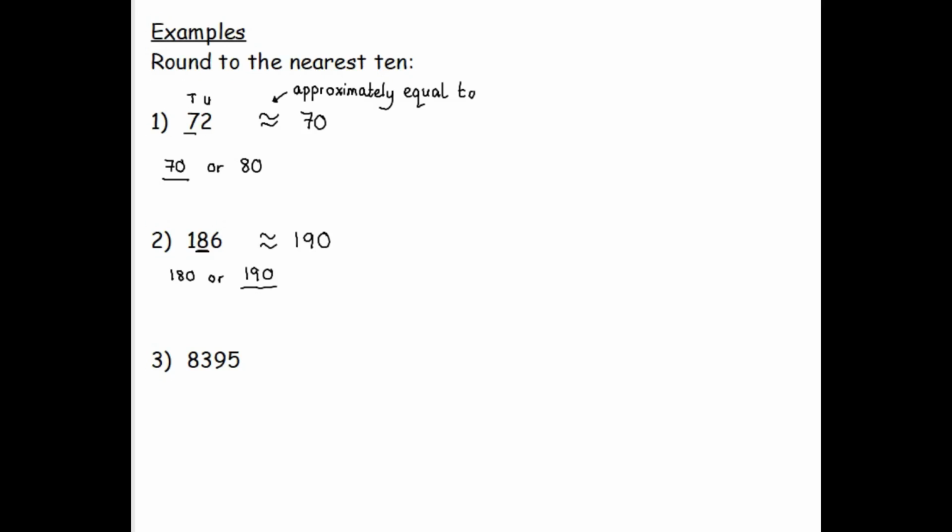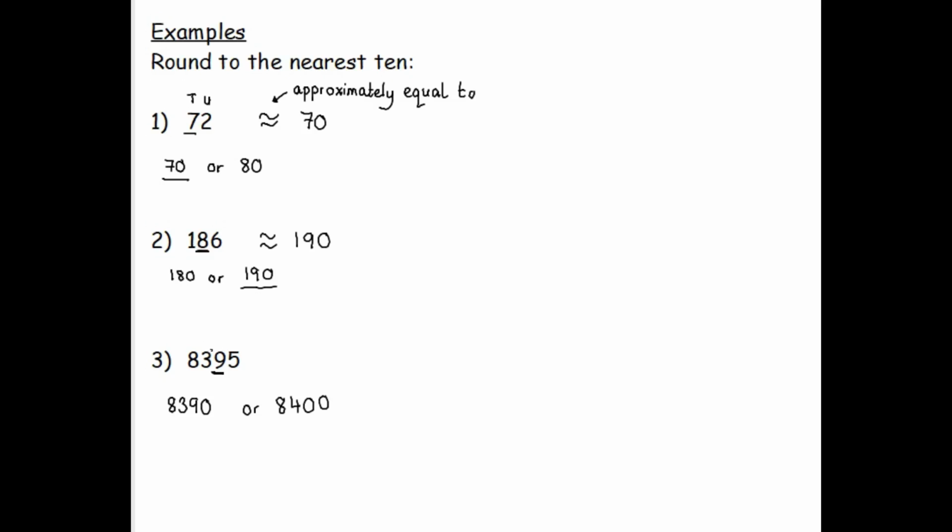Question 3, we got 8,395. So again, find that tens column because we're rounding to the nearest 10. So again, units, tens, my 9 is my tens column. So think of what your 2 options could be. It's either going to stay as this 90, so your answer is either going to stay as 8,390, or it's going to be 10 higher than it. So remember, 10 higher than 390 would be 8,400. That 9 has to go up.